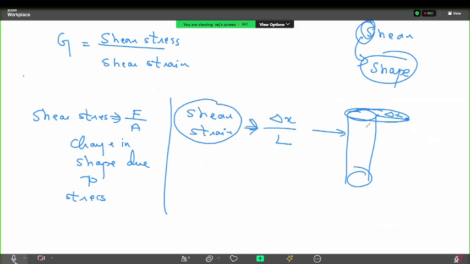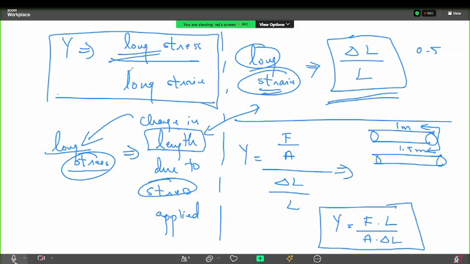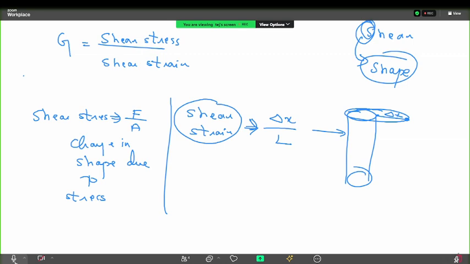So because there is that uncertainty there. Correct. Yeah. That's why you write delta x. Okay. Getting it? So here you write delta x divided by L because it depends slightly on the previous concept called Young's modulus. Therefore, you write L.